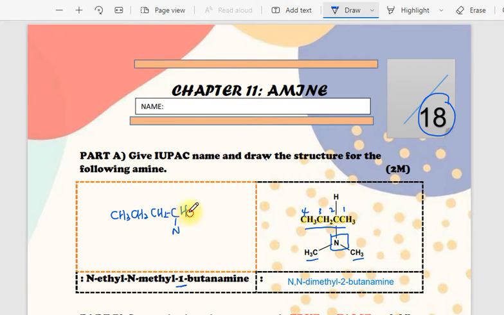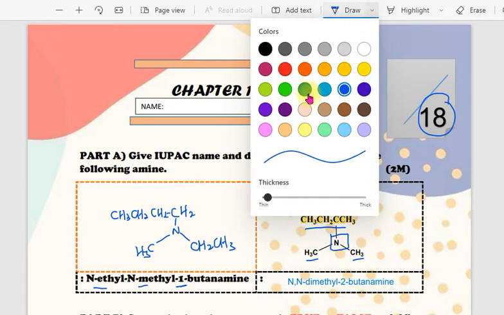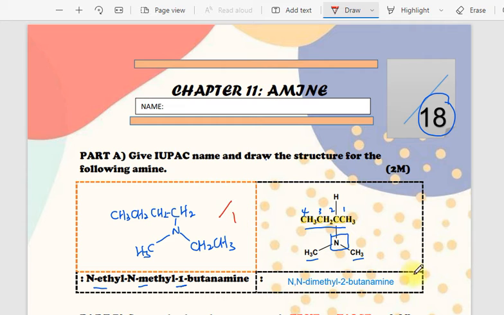Okay, CH2. And so there are another 2 alkyl groups, which are methyl and ethyl. Methyl is CH3, and ethyl is CH2CH3. So this is N-ethyl, N-methyl, and then 1-butane amine. So this one is 2-butane amine, the parent chain is 2-butane amine, so N,N-dimethyl 2-butane amine. The marks given here are 1, 1.